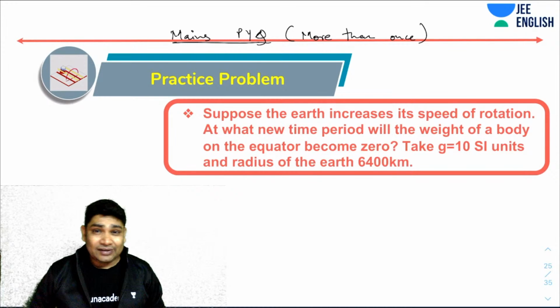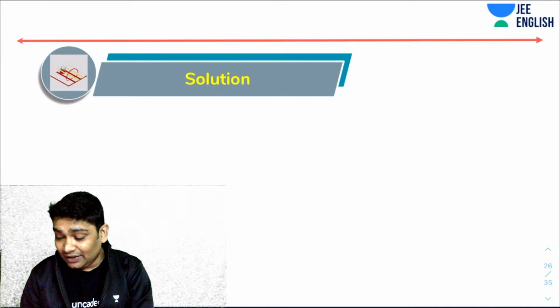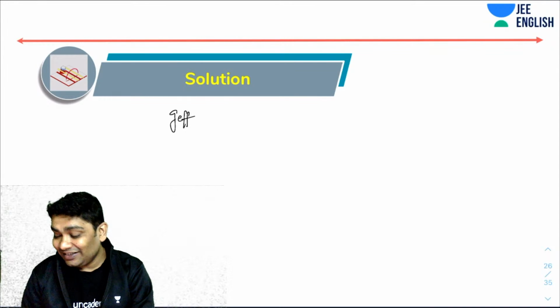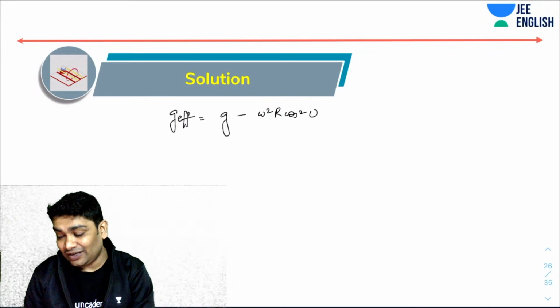So how do I calculate this? Let's quickly do this because we are running out of time. I know g effective is g minus omega squared r cos squared phi.